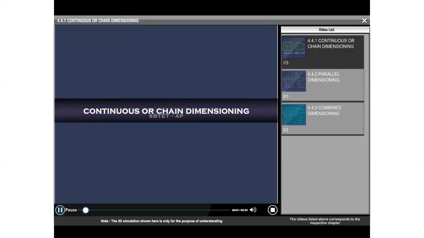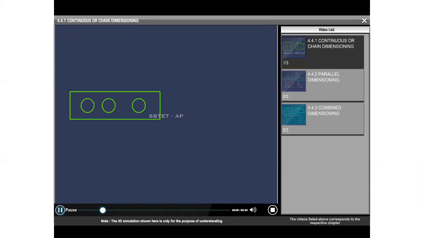Continuous or chain dimensioning. In this, let us see how to represent dimensions using the chain or continuous dimensioning method. In this method, all the dimensions are represented continuously one after the other.